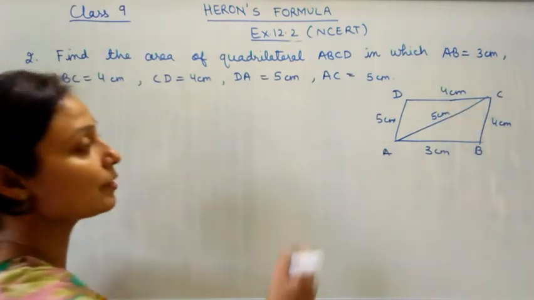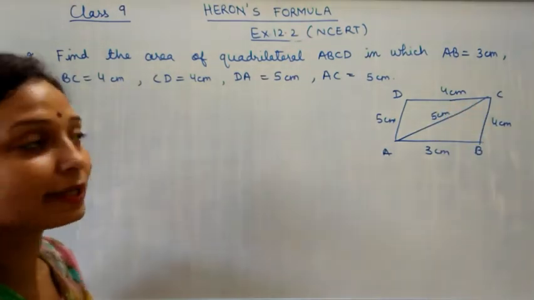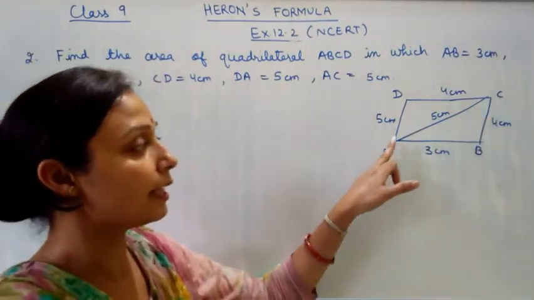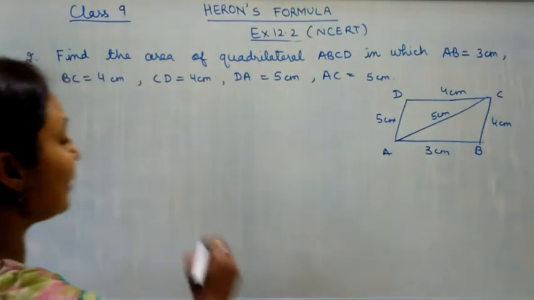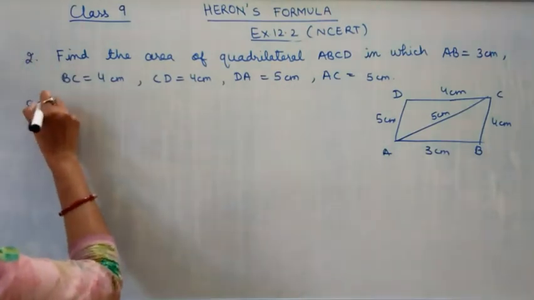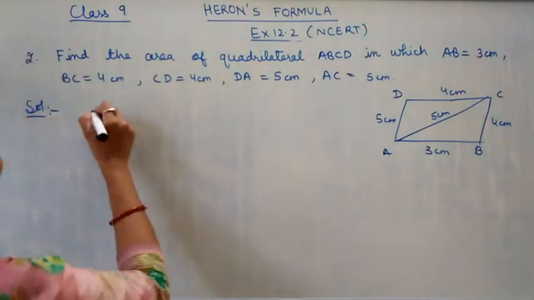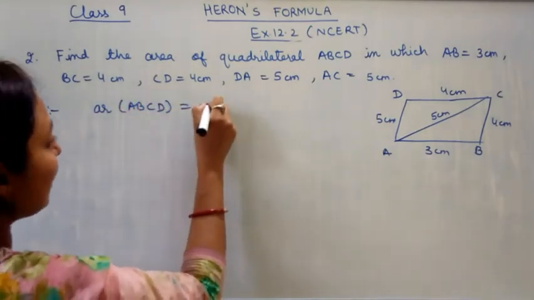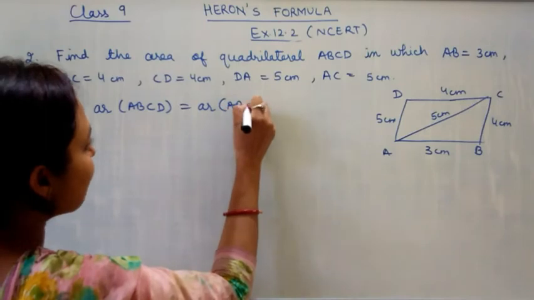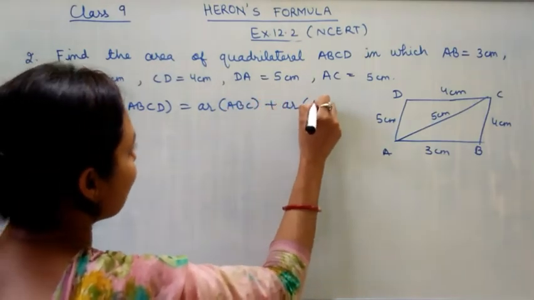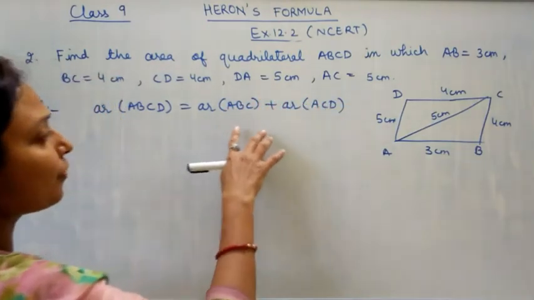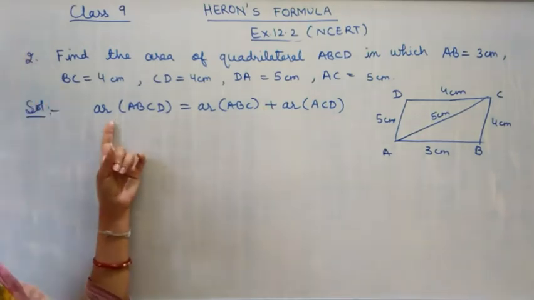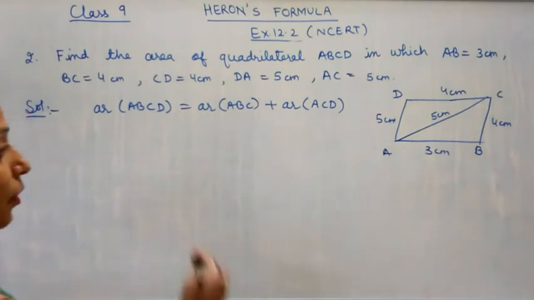You have to find the area of this quadrilateral. How can you find the area? Area of this quadrilateral is area of ABC plus area of ADC. Area of ABCD is equal to area of ABC plus area of ACD. Now we need to find these two areas and then add them. We will get the area of ABCD, that is the quadrilateral.